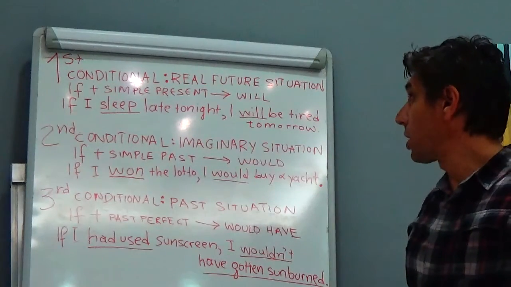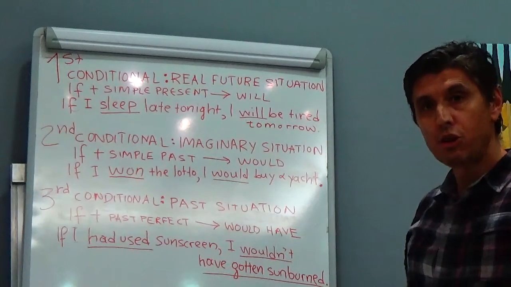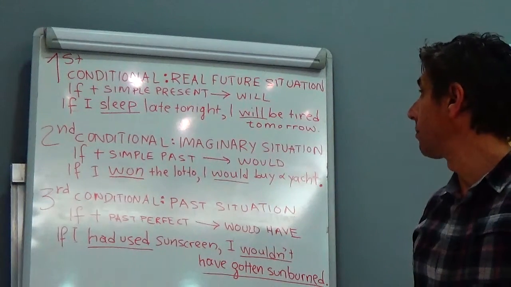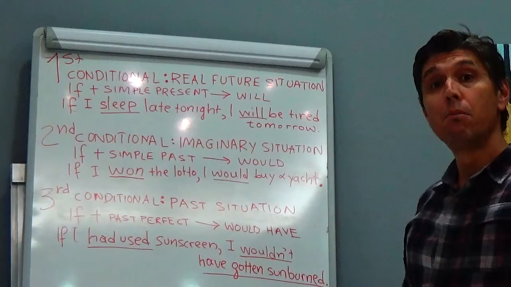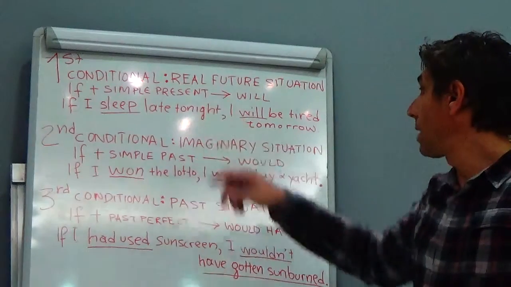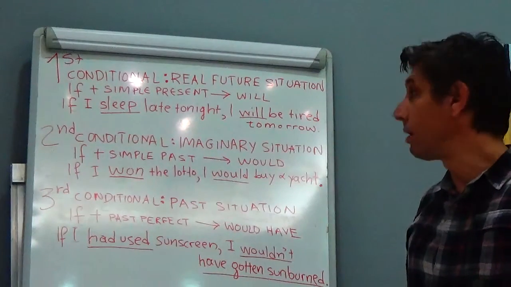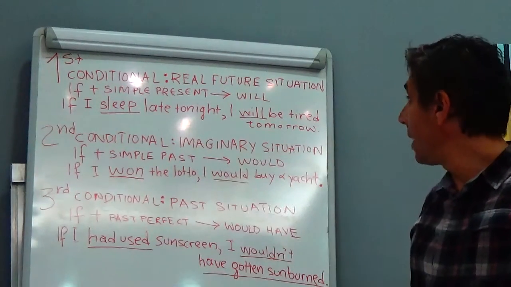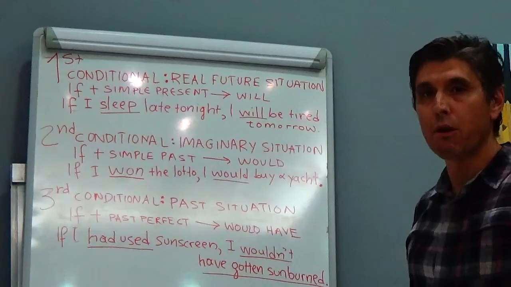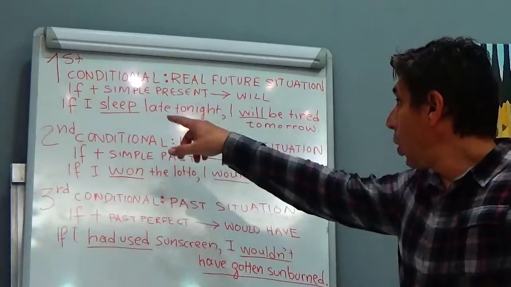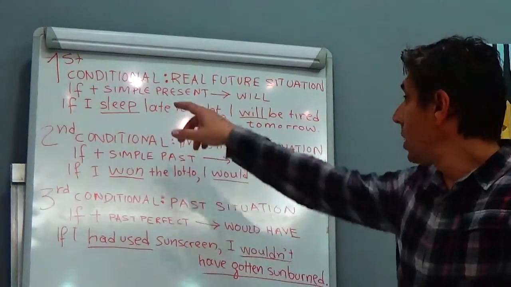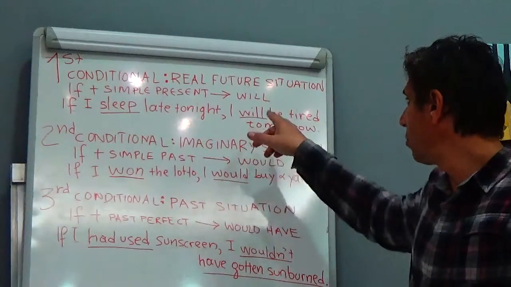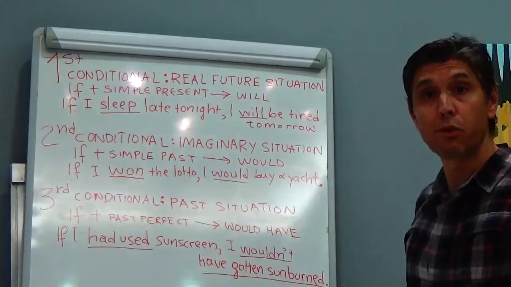Let's start with the first conditional. The first conditional is used to refer to a real future situation. We construct it by using the word if, followed by the simple present, and then the word will. Here's an example. If I sleep late tonight, I will be tired tomorrow. So if we look at this example again, we see that we use the verb sleep in the simple present, followed by will be, the simple future.